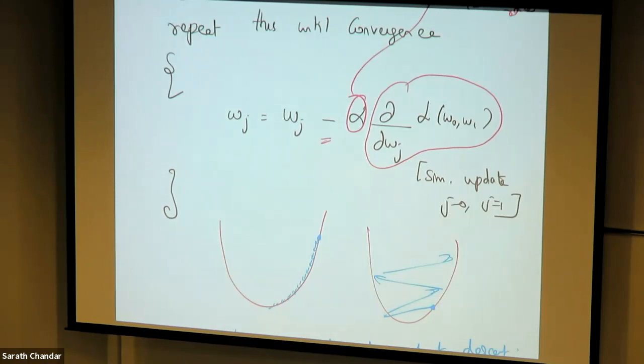So the magnitude of the gradients are going to shrink. You don't need to play with alpha. You don't need to change the value of alpha when you're doing gradient descent. You can have a fixed alpha. The gradients are automatically going to shrink, so steps are going to be automatically shrunk.